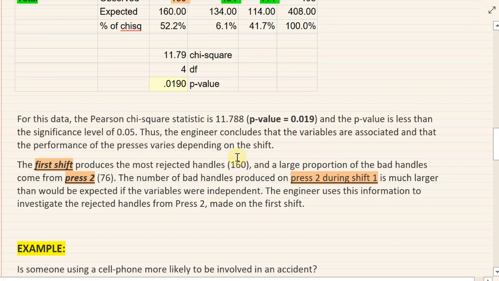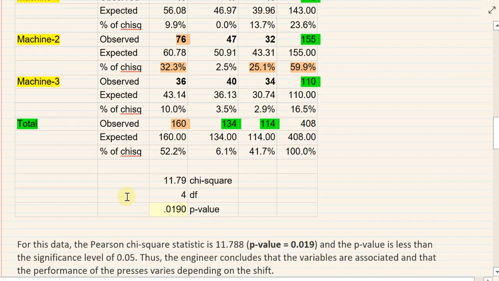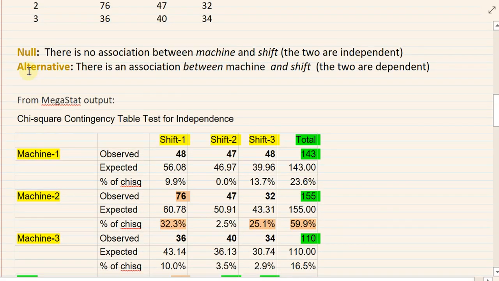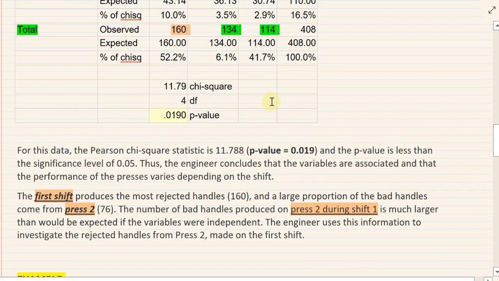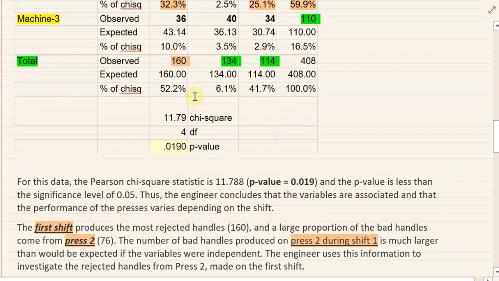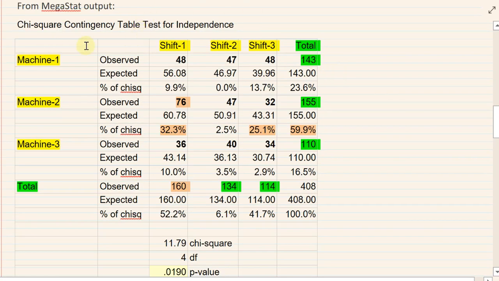So as far as our decision here, because the p-value is less than 0.05, we're going to reject the null. That means if you reject the null, we're going to go with the alternative. Remember, the alternative says there is an association between machine and shift. So it needs to be investigated. Now with that, let's go to Megastat and actually create this table. You see how easy it is to do this.